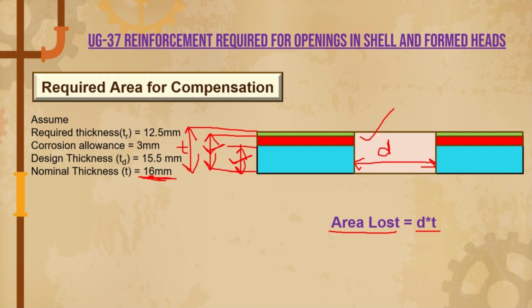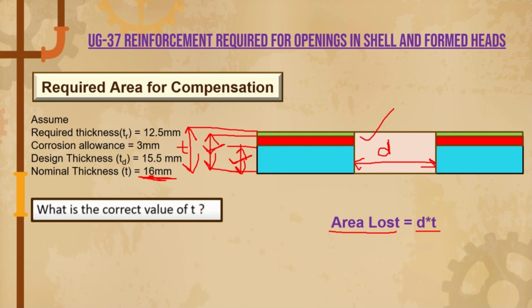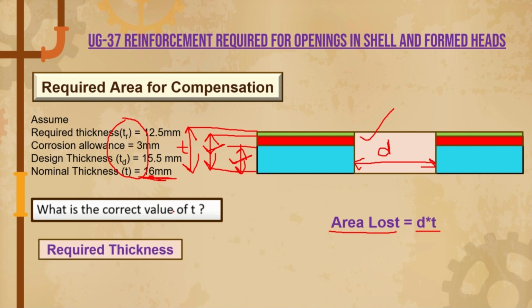So here my question is, what is the correct value of T? Which thickness do we need to consider here: required thickness, design thickness TD, or nominal thickness? The answer is the required thickness, guys. We need to consider the required thickness, that is 12.5 mm only, in this formula. So area lost is equal to D into required thickness. This calculation is based on engineering judgment only. It does not involve any code, guys.